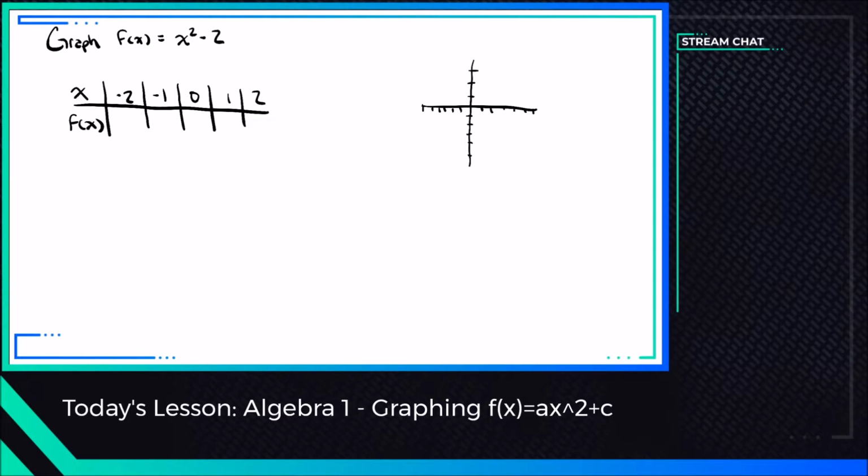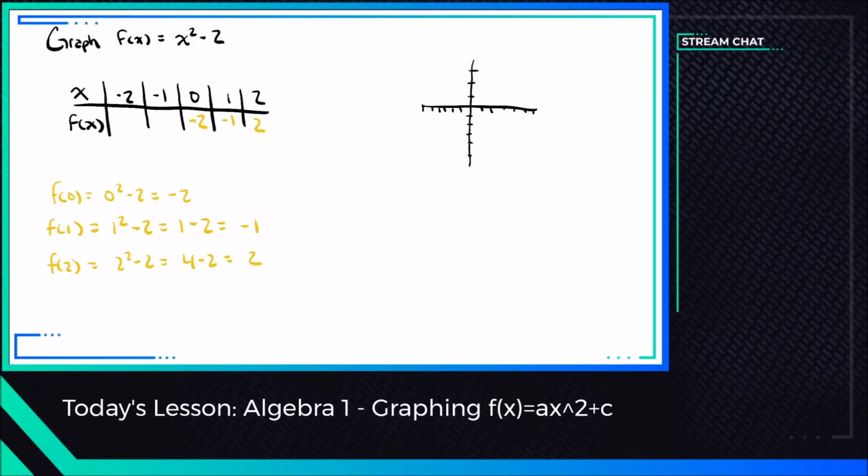So if we plug in, f of 0 is equal to 0 squared minus 2, that's just going to be equal to -2. Then if we plug in f of 1 is equal to 1 squared minus 2, that's going to be 1 minus 2, which is equal to -1. And then if we plug in f of 2, we're going to get 2 squared minus 2, or 4 minus 2, which is equal to 2.